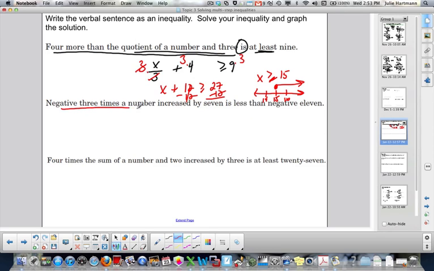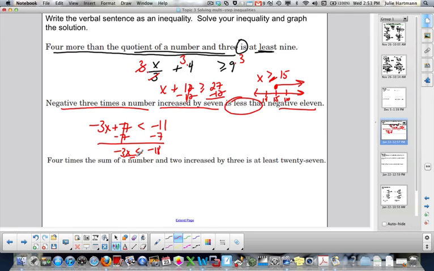All right, negative 3 times a number increased by 7. So negative 3 times a number increased by 7 means plus 7 is less than, there's our symbol, negative 11. That's easy enough. We are going to minus the 7. Negative 3x is less than negative 18, and divide by negative 3. Negative 3's cancel, you get x. We divided both sides by negative, so we flip that to greater than. Negative 18 divided by negative 3 is 6. Go ahead and graph that. Greater than 6, open circle, greater than is to the right.